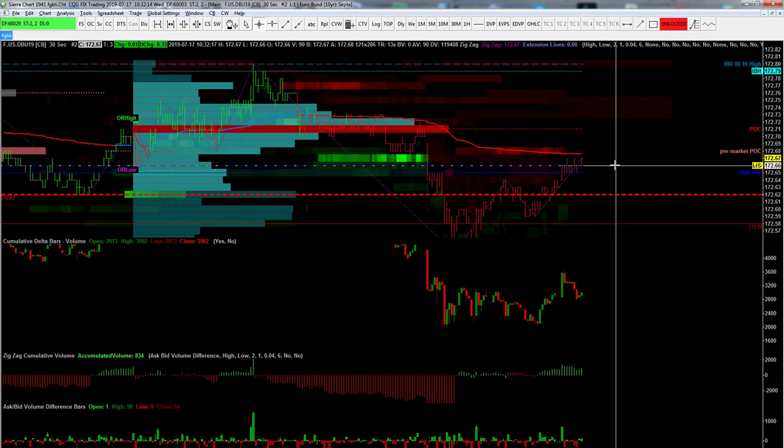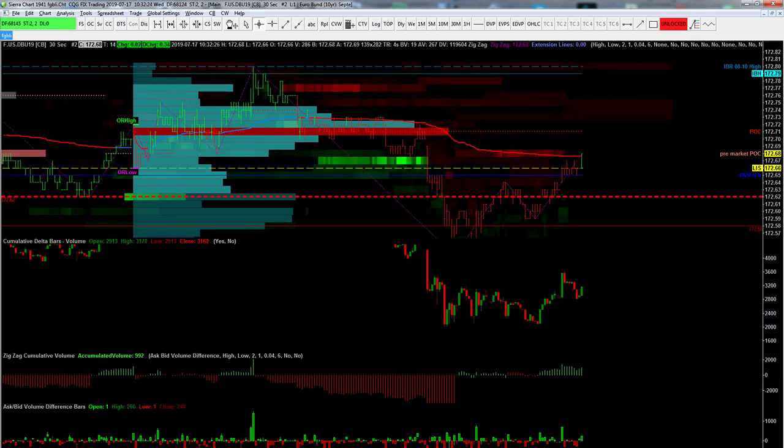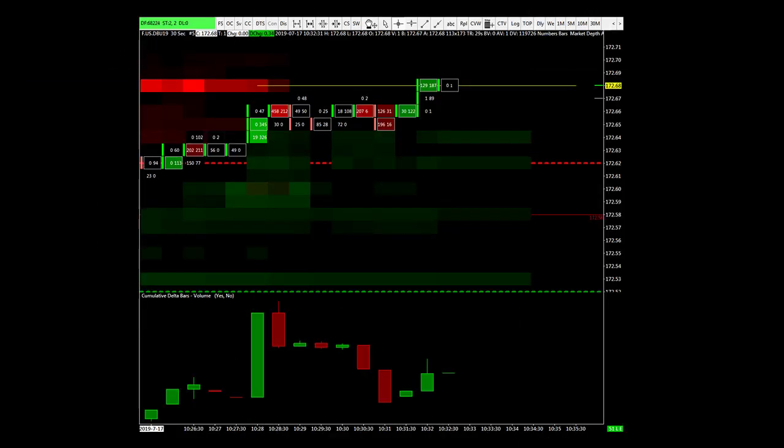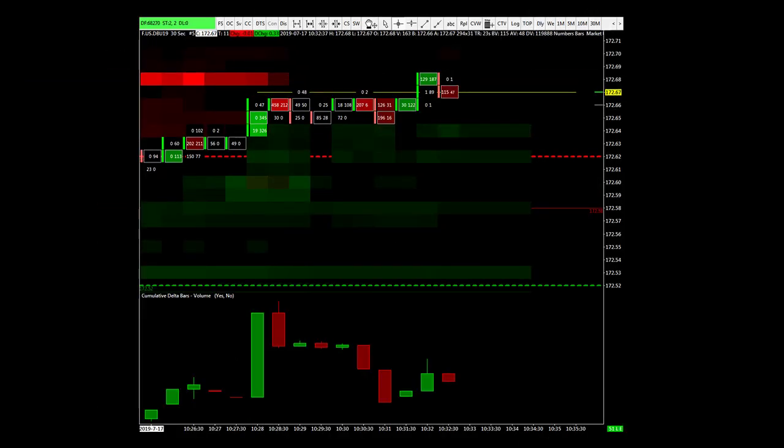So right now they're fighting around this LVN at the 67 level, and we're looking for them to take it out and a little bit of a short pullback with strength. Let's watch it in the footprint.